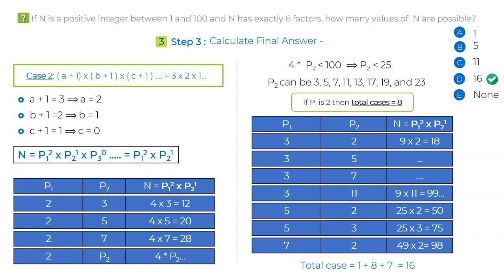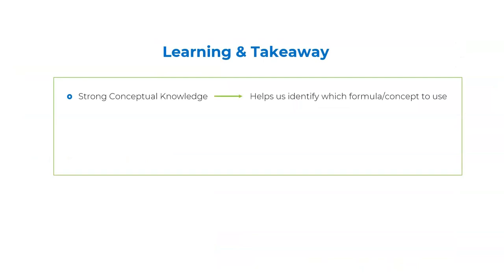The final takeaway here is that strong conceptual knowledge is really, really important. If you don't know the formula of total factors, you will not even know what to do here. You may end up using a very wrong approach. You may end up finding the values manually, which, as you can understand, will never help you solve questions under 2 minutes. The second thing is the methodical approach, because as I showed you, if I'm doing it methodically, the chances of making a mistake reduce because I'm writing down each and every case properly.